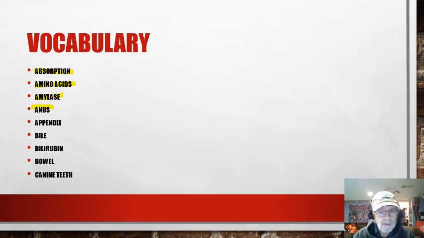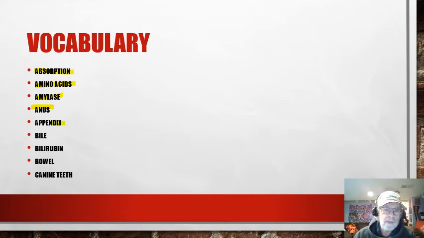Anus. Do I really have to talk about that? Anyway, we know that that's the end of the road. There's a sphincter at the tail end that holds fecal material in the rectum, and then at a certain point, when it's time to eliminate that material, the sphincter opens and the fecal material is extruded out through the anus. So basically that's what the anus is.